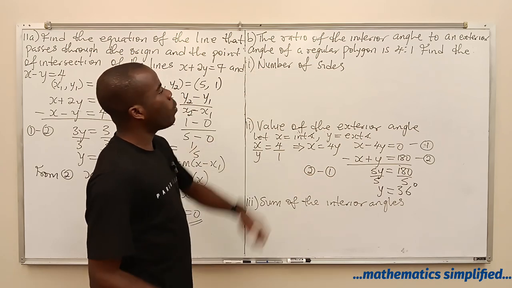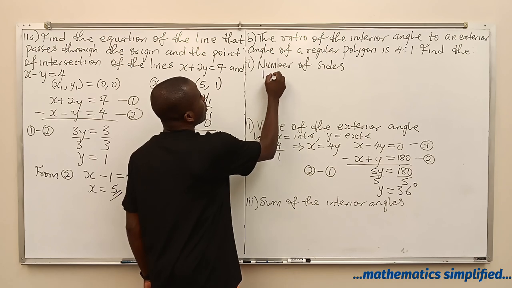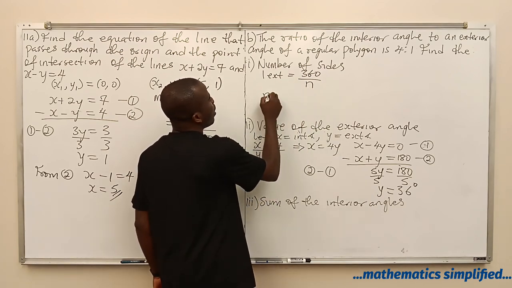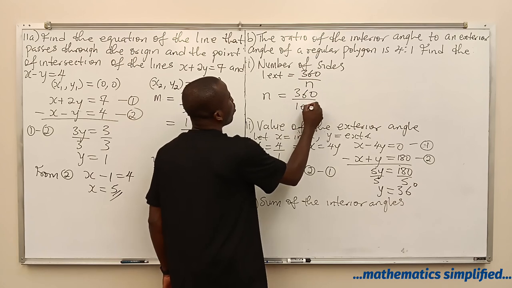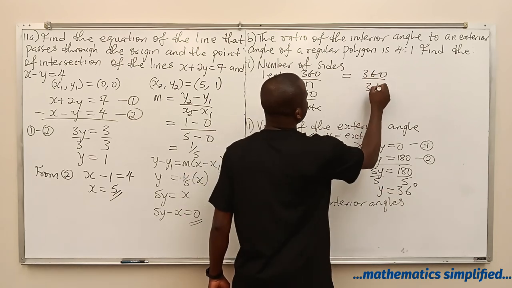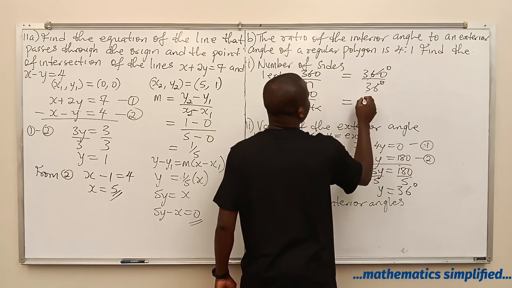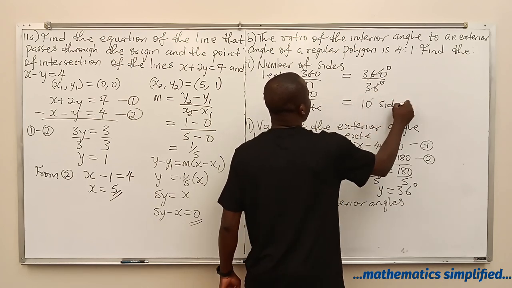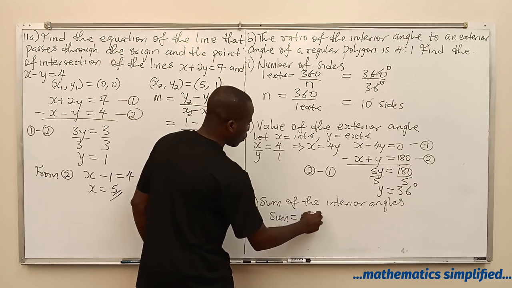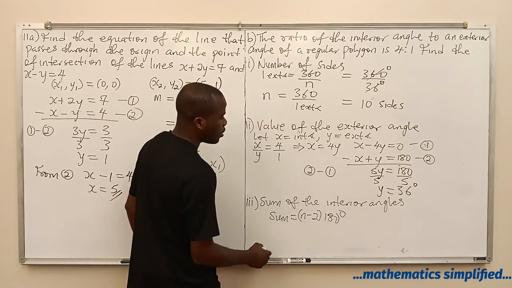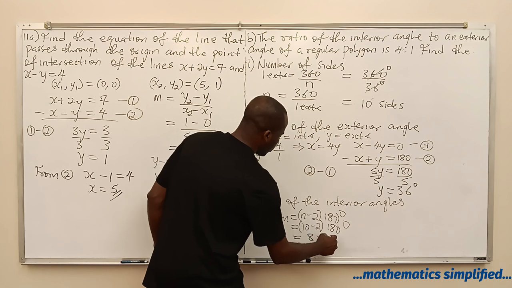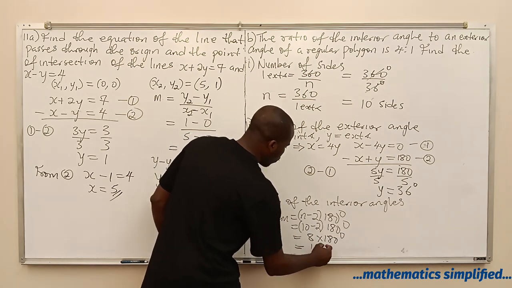So I says find the number of sides. Remember, there's a formula that says one exterior angle is 360 over the number of sides. And so to find the number of sides, n will be 360 over one exterior angle. So this will be 360 over 36, which gives us 10 sides. And finally, to find the sum of the interior angles, since we know the number of sides, the sum of interior angles is given as n minus 2 times 180 degrees. n is 10, so 10 minus 2 times 180 degrees, which is 8 times 180 degrees, which is 1440.